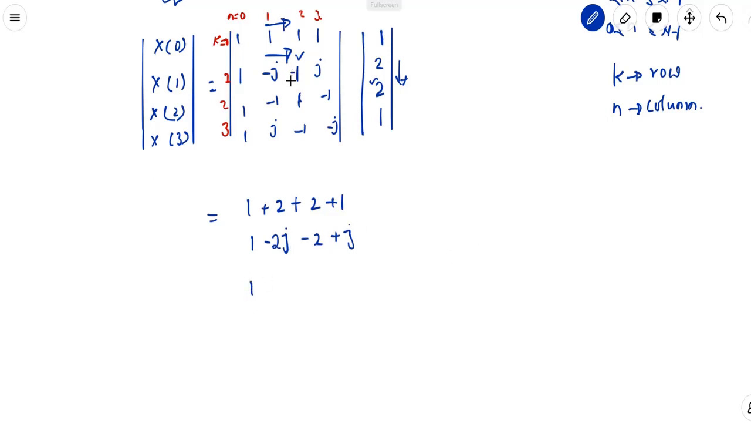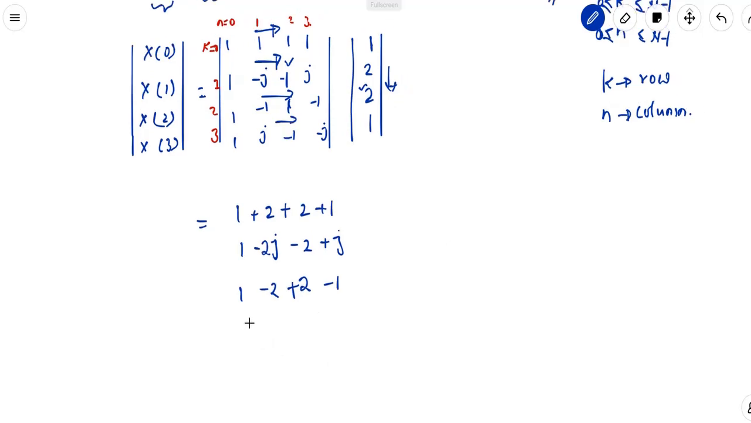Next we have to take this row and the same column, so it is 1 into 1, 1, minus 2, then again 1 into 2, it is 2, minus 1 into 1, it is minus 1. So the last row, that is 1 into 1, it is 1, 2 into j, it is 2j, minus 1 into 2, it is minus 2, minus j into 1, it is minus j.